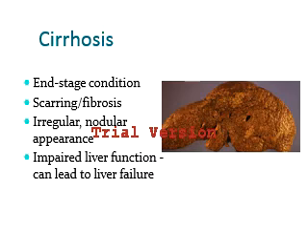Cirrhosis, liver cirrhosis, is an end-stage condition, meaning that you cannot come back from this. This is an end-stage condition. This is the death of your liver. This is how your liver dies. With cirrhosis, there is diffuse scarring and fibrosis. The liver takes on an irregular nodular appearance. And as you can imagine, a liver that looks like this, a liver that's scarred up, is not going to function well. So your liver is just going to eventually fail.